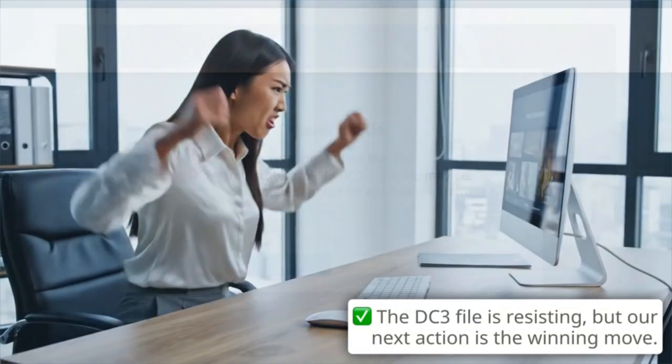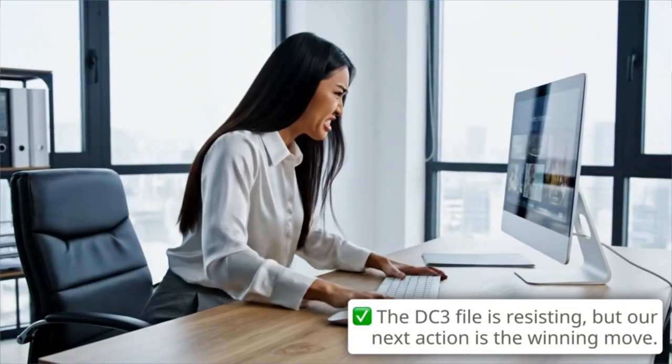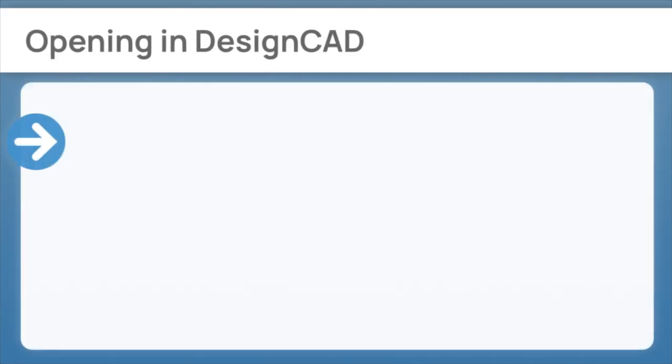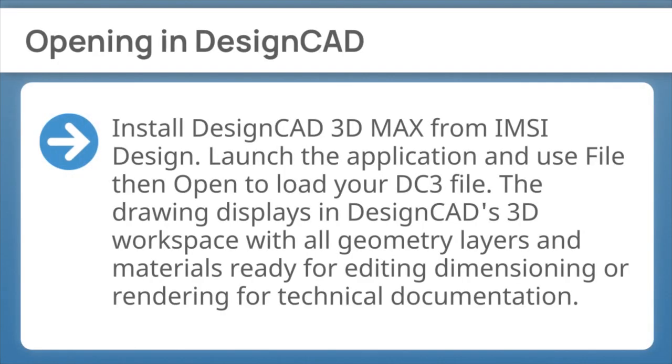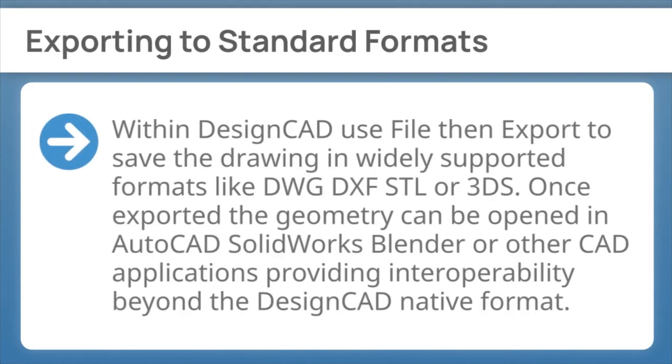Before we proceed, let's run through this short checklist to confirm key parameters. First, opening in DesignCAD. Install DesignCAD 3D Max from IMSI Design. Launch the application and use File then Open to load your DC3 file. The drawing displays in DesignCAD's 3D workspace with all geometry layers and materials ready for editing, dimensioning, or rendering for technical documentation.